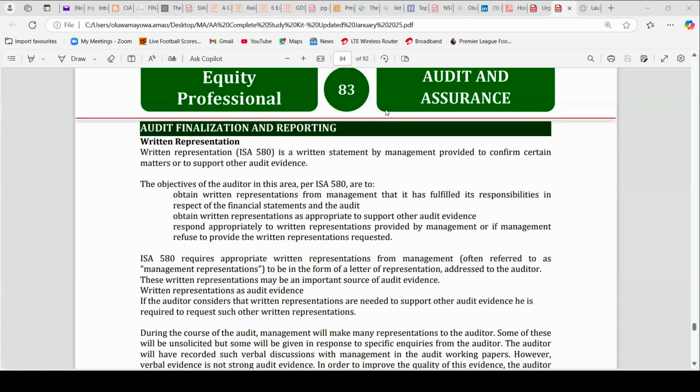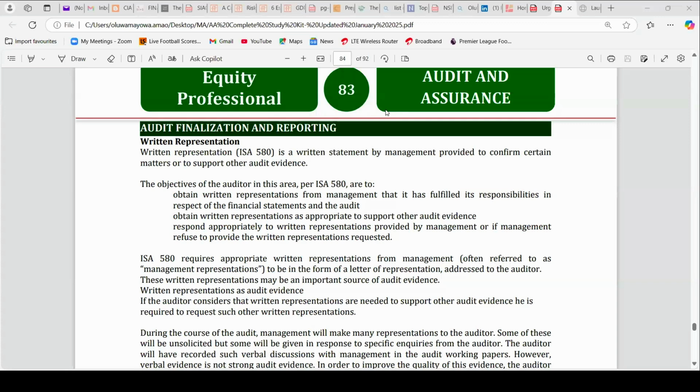Management is responsible for providing books of record. Now, when the auditor is rounding up the audit, he also needs to get a written statement, in quote, written representation from management that they have fulfilled their responsibility when it comes to the financial statement and the audit. That means they are saying, we have done all that we need to do when it comes to preparation of this financial statement, and that when it comes to this audit, we have done our part. So the auditor must obtain that written representation, and that's what the standard says.